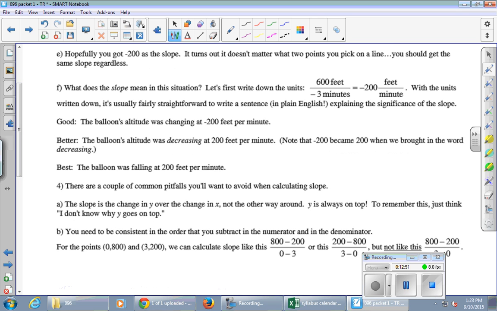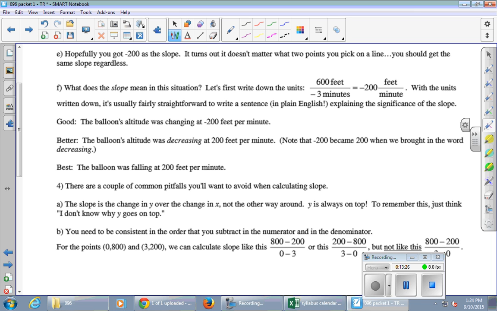On the next page, just a couple of observations here. We'll go to F. What does the slope mean in this situation? So again, you guys are going to be writing interpretation sentences. I think writing the units is really helpful. When we did the first calculation, we did 800 feet minus 200 feet. They were both feet, so that's not just 600, but it's 600 feet. And then downstairs was 0 minutes minus 3 minutes. Altogether it is -3 minutes. And then we reduced that number and we got -200.